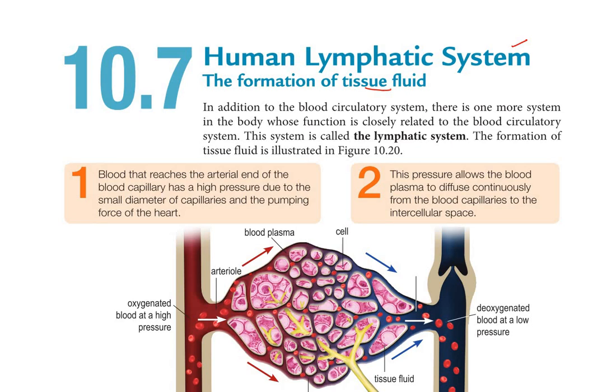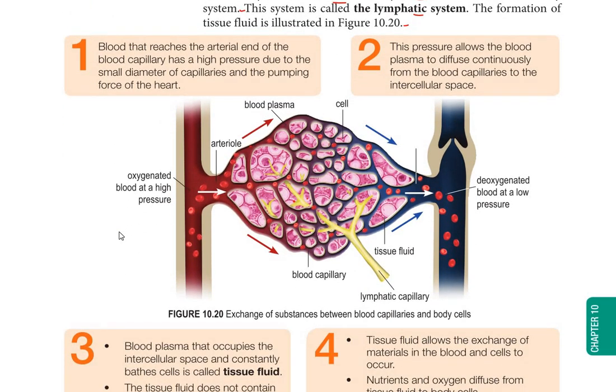In addition to the blood circulatory system, there is one more system in the body whose function is closely related to the blood circulatory system. This is called the lymphatic system. So the formation of the tissue fluid is illustrated in figure 10.20. Okay. So we read first, later I will explain by using the diagram.